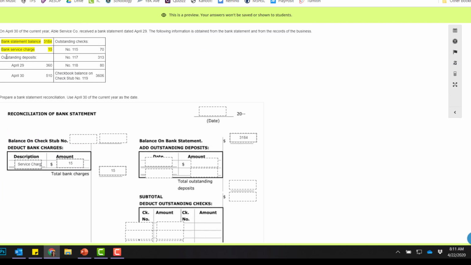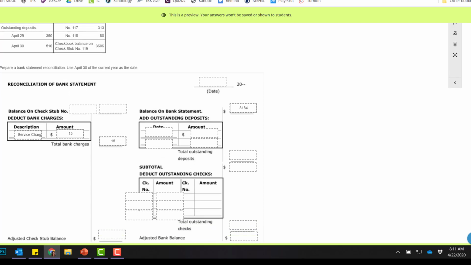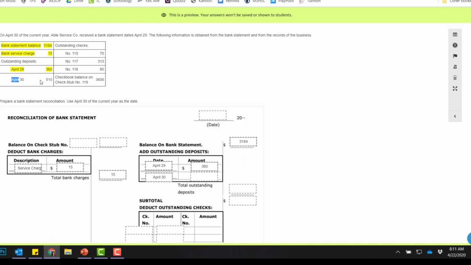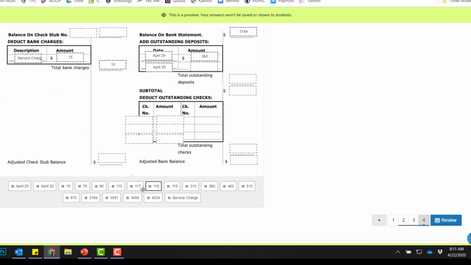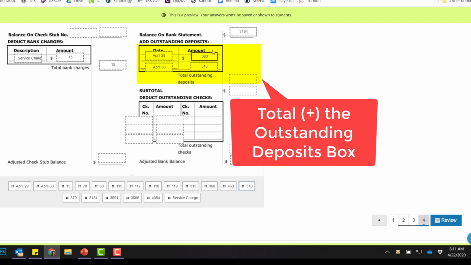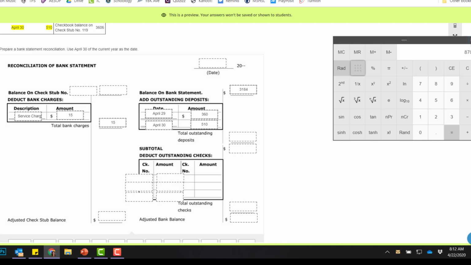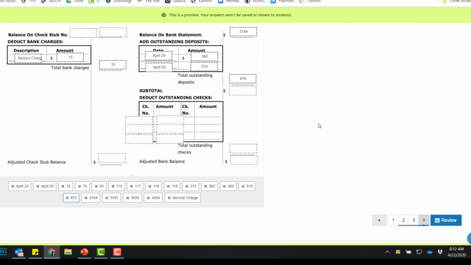Okay. Next, I have outstanding deposits. I've got one on April 29th for $360 and on April 30th for $510. So here's my outstanding deposits box, and let's do the April 29th for $360 first. So the first one is April 29th. And it was $360. Then I had April 30th, and that was $510. And I'm just highlighting so I know that I've done it. So now I'll drop in $510. And this line is asking for the total outstanding deposits. So I'm going to take both of these amounts, or whatever amounts I have in this box, and I'm going to total that box. So 360 plus 510 means the total of my outstanding deposits is 870. So I can drop that in that box.